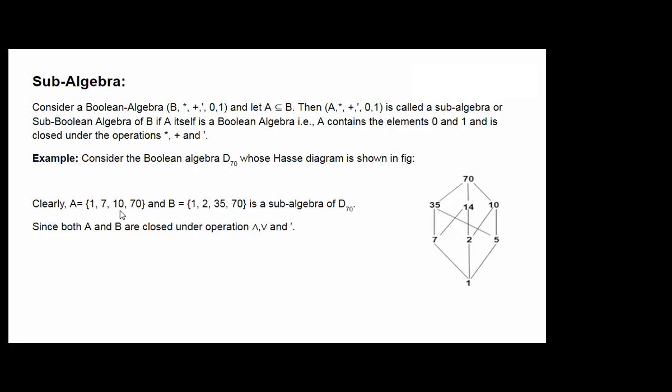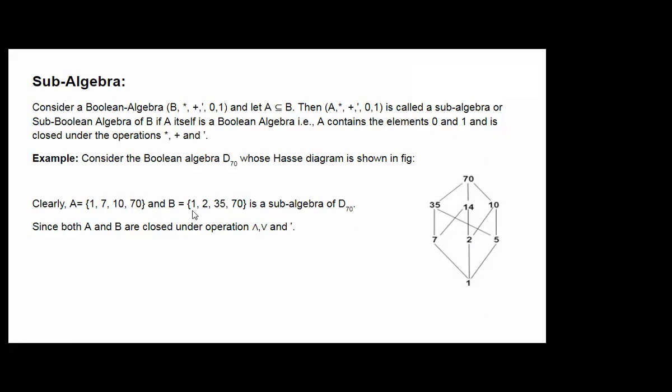Clearly A is equal to {1, 7, 10, 70}. Okay, it is whole Boolean algebra. What we can take here is A is {1, 7, 10, 70}, and B is equal to {1, 2, 35, 70}. {1, 2, 35, 70} is a subalgebra of D70. D70 is containing all these elements.